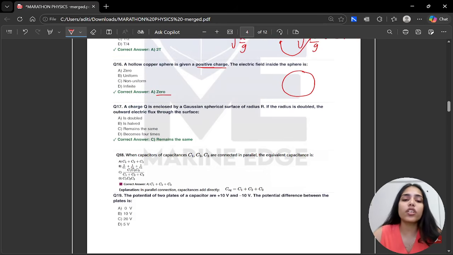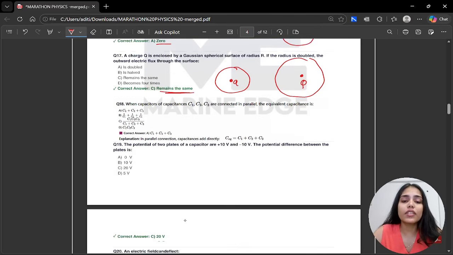Now, a charge Q is enclosed by a Gaussian spherical surface of radius R. So there is a spherical surface and there is a charge Q inside it, okay? If the radius is doubled, what happens to the outward electric flux through the surface? Even if we double the radius, the charge enclosed by this Gaussian surface is still Q. So, that remains the same. Now, when the capacitors C1, C2 and C3 are connected in parallel, the formula for equivalent capacitance is just, for capacitors in parallel, we simply add them. So, it will be C1 plus C2 plus C3, right?